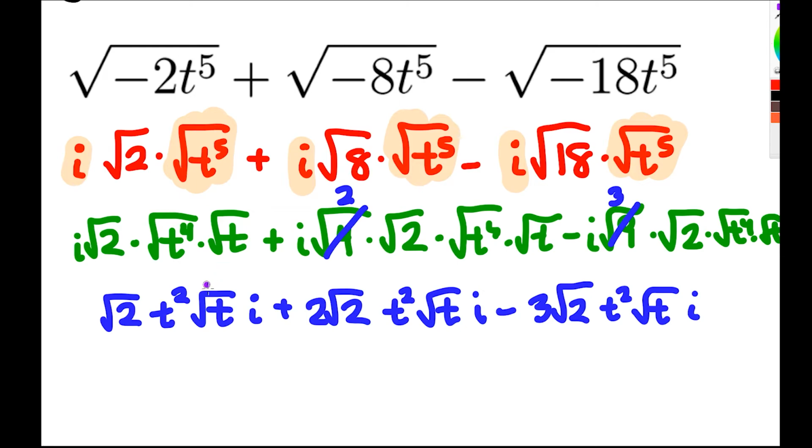And then from here, because we have like terms here, we can combine all of these. So it's going to be root 2 plus 2 root 2, which is 3 root 2, minus 3 root 2. So you end up actually with a 0 on this, which is kind of a weird answer, but that is the answer.